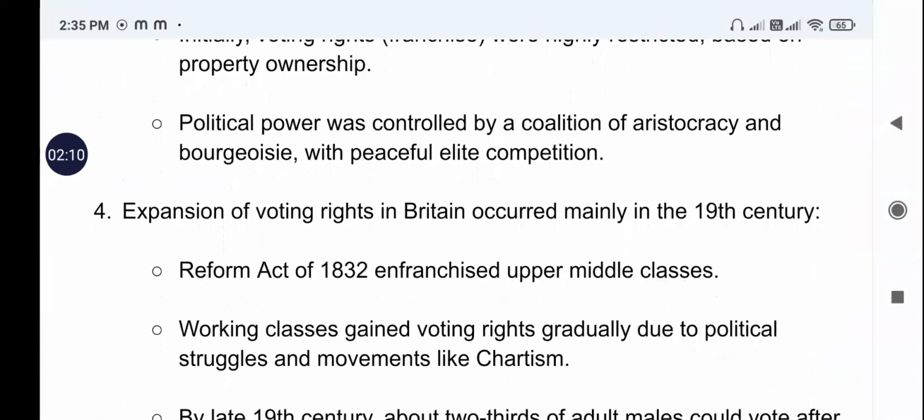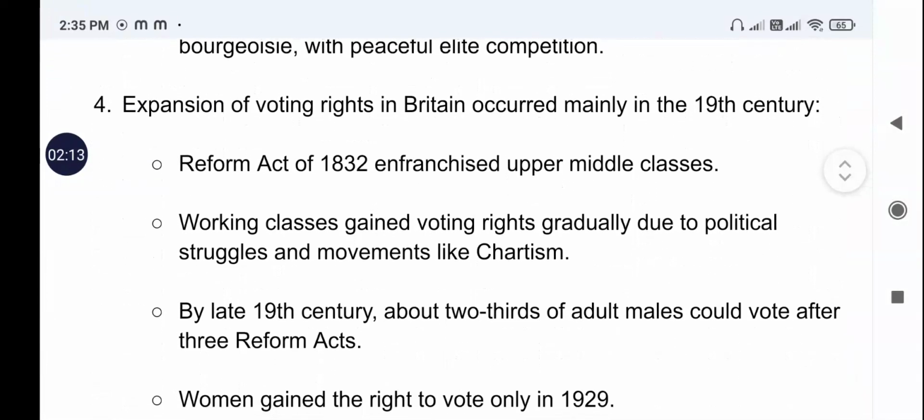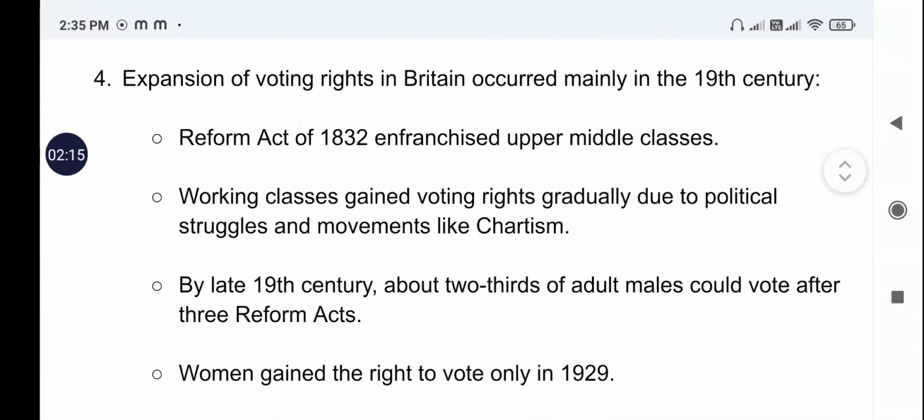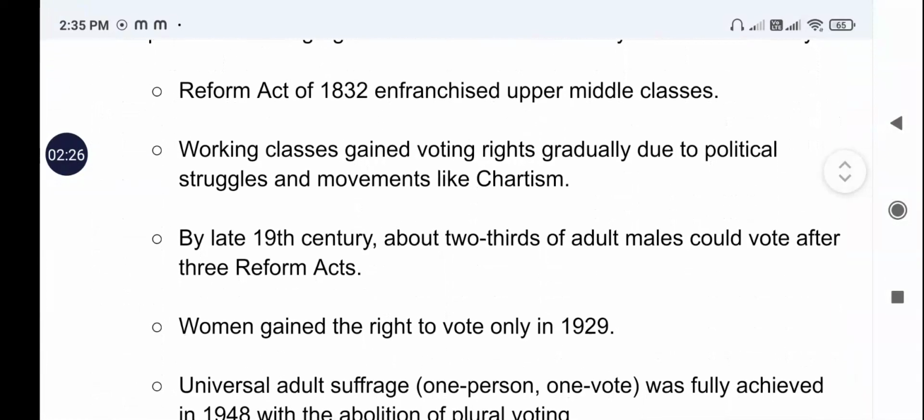Expansion of voting rights in Britain occurred mainly in the 19th century. The Reform Act of 1832 enfranchised the upper middle classes. Working classes gained voting rights gradually due to political struggles and movements like Chartism.